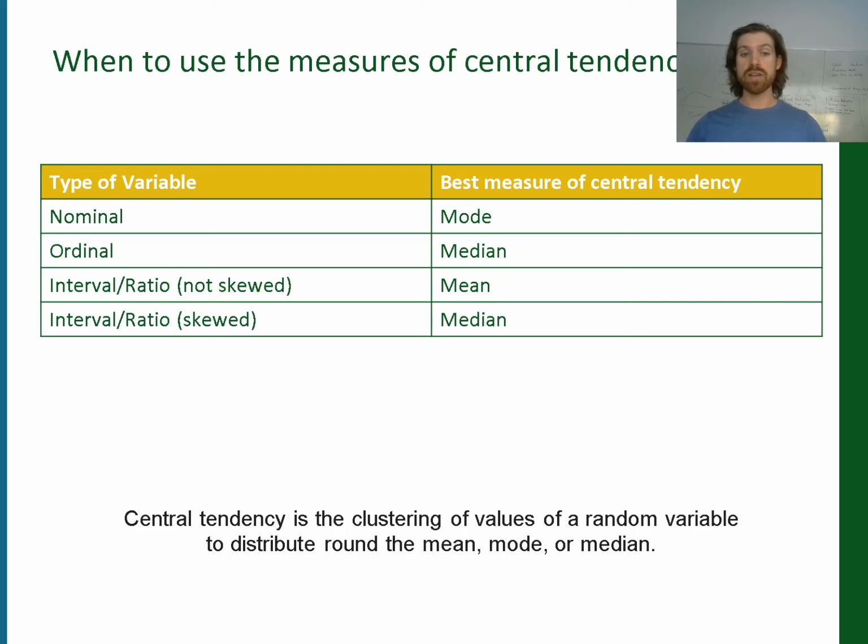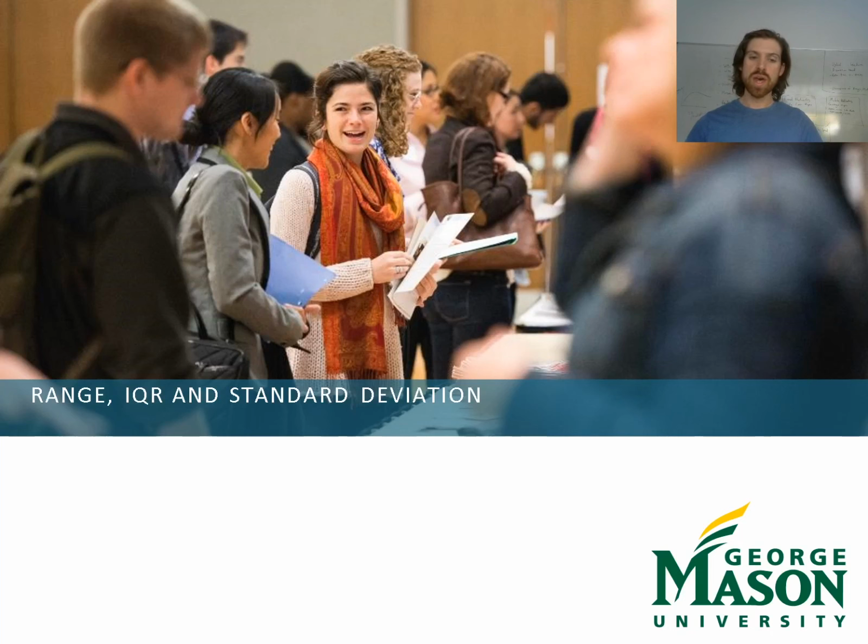And then if you had interval ratio data, depending on the level of the skew, then you might use either the mean or the median. So the example that I gave you of income distribution is a classic example here of why you should use a median rather than a mean value, because the data values are heavily skewed. Okay, great. So they're measures of central tendency.